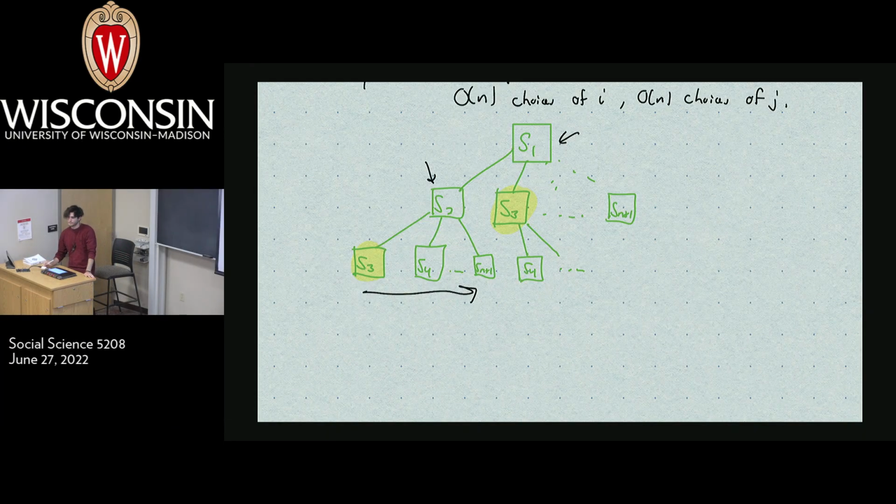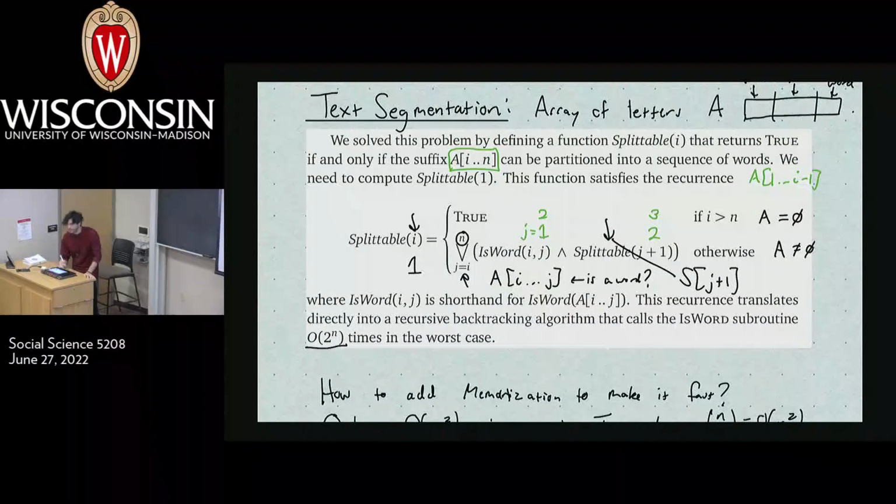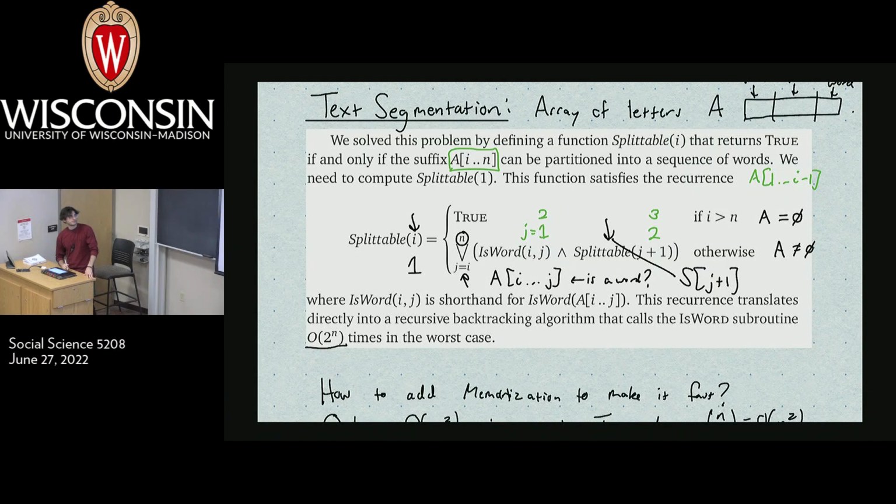Yes? The result to n plus 1 is... So n plus 1 is our base case. That's when we fall off the array. So here, j can be n, and then you call n plus 1. Other questions?